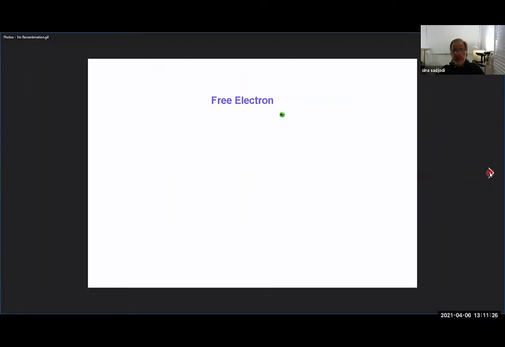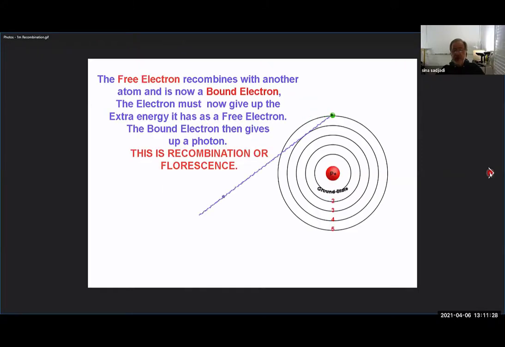Bang, free electron. Now it joins an atom and it gives up light. A good example of this is when the electrons come from the sun. This is called solar wind. Protons also come from the sun. When they hit the atmosphere of the Earth, some of the atoms in the atmosphere take in those free electrons.